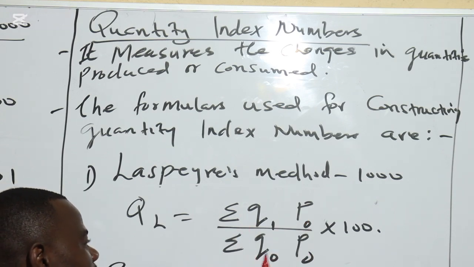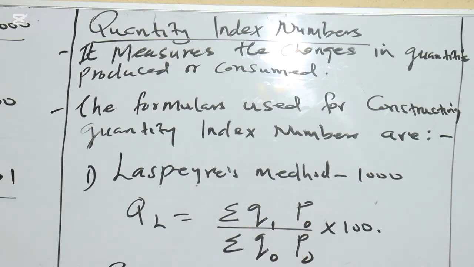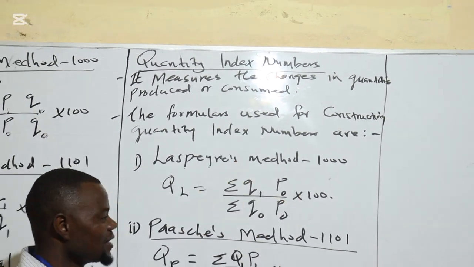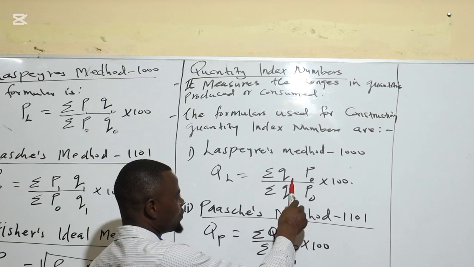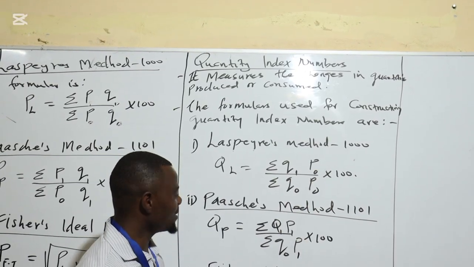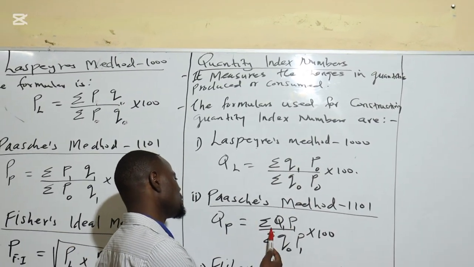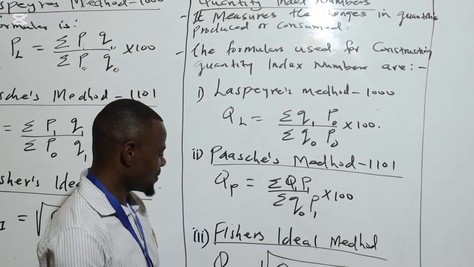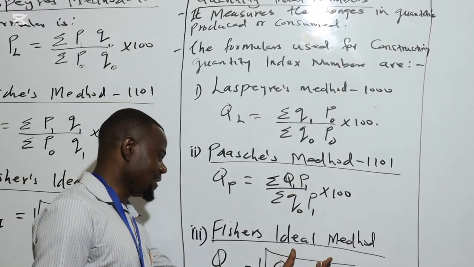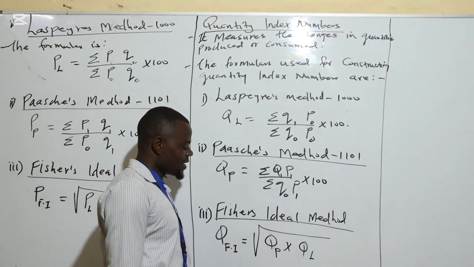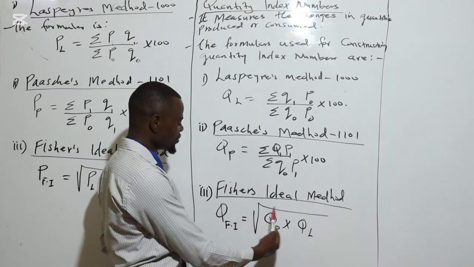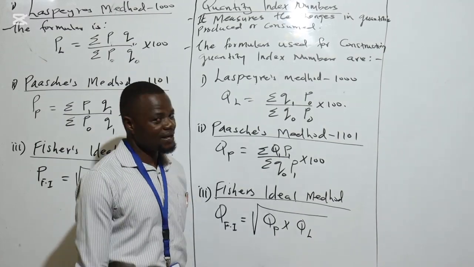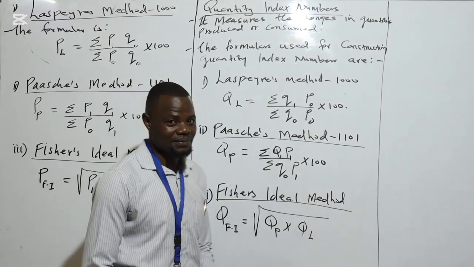So Q1P0 over Q0P0. Here it was P1Q0, here it is Q1P0. Just interchange. Then distribute your 100. For Paasche, start with Q1P1, but then distribute your 100. And Fisher's ideal is now just trying to compare the two. So you just look at the square root of quantity due to Paasche times quantity due to Laspeyres. Let's take an example.